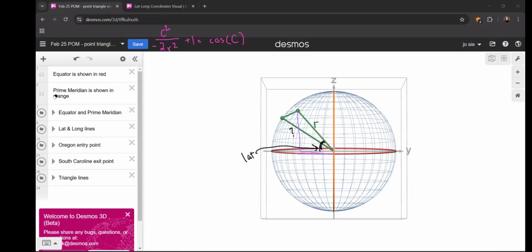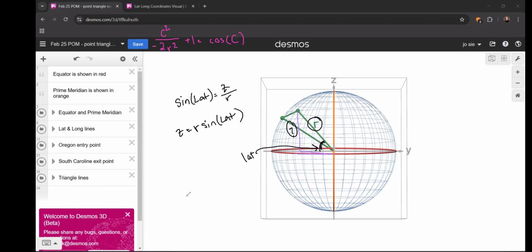So I want to know, okay, what trig function is going to relate this side and this side? Well, this side is opposite, and this one is going to be hypotenuse. So the trig function that relates opposite and hypotenuse is sine. So sine of my latitude is going to be equal to this z coordinate over the hypotenuse, which is the radius of the Earth. So our z coordinate is equal to radius of Earth times sine of my latitude.